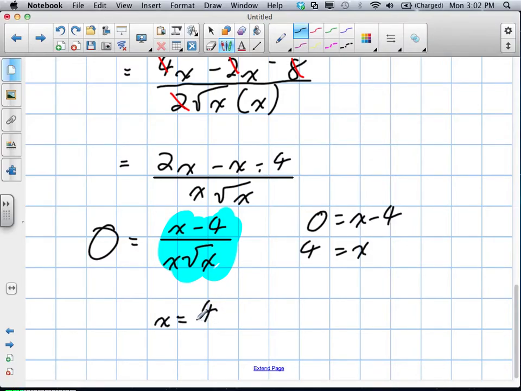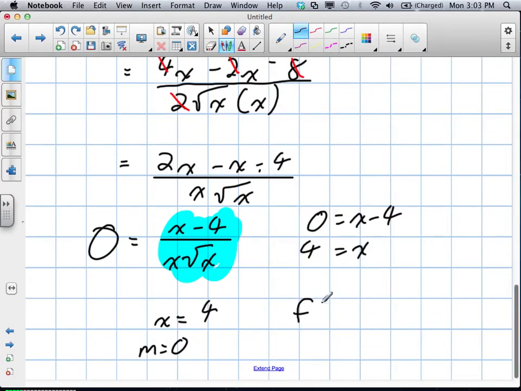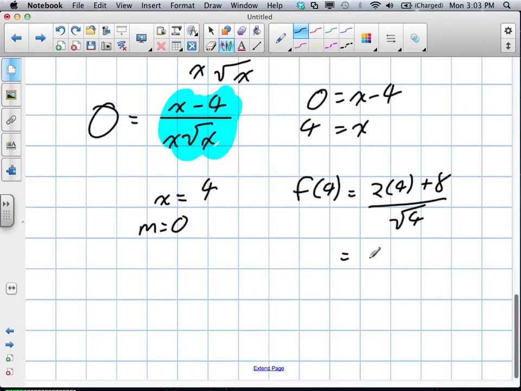If they need the exact point, we know that when x is equal to 4, our slope will be 0. We take 4 and plug it into the original equation. So f of 4 is equal to 2 times 4 plus 8 over root 4. This will give us 16 over 2, which is 8. So if they need the coordinate, our x value is 4 and our y value is 8 when our slope is 0. That's when our equation is turning.